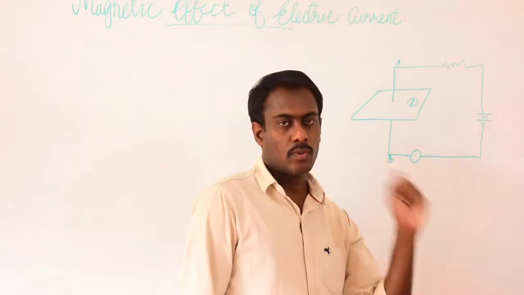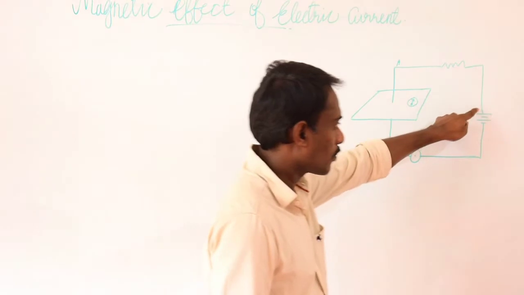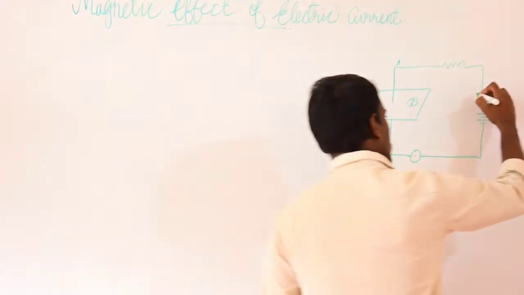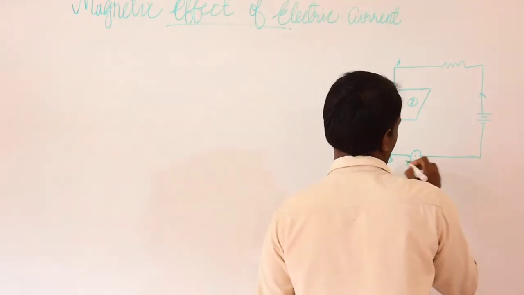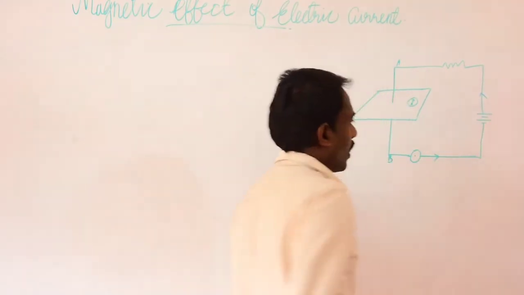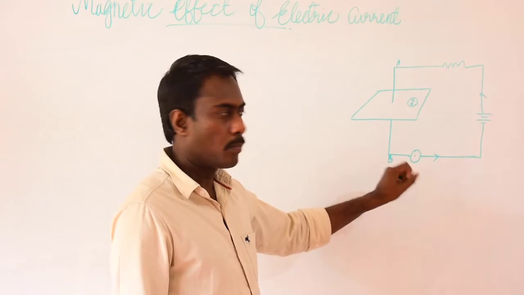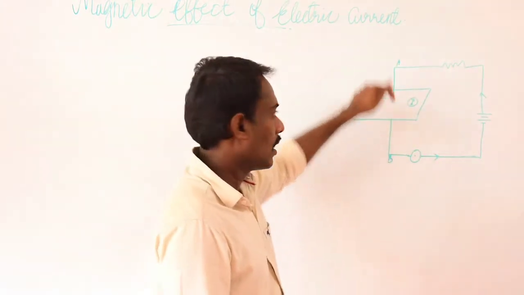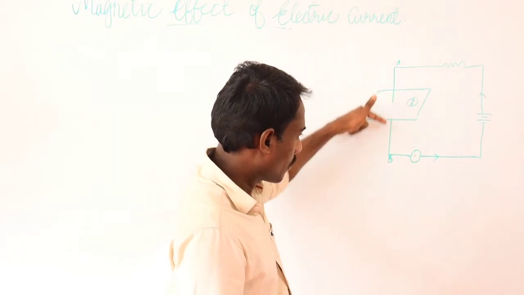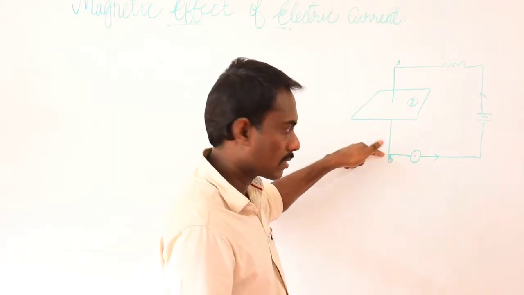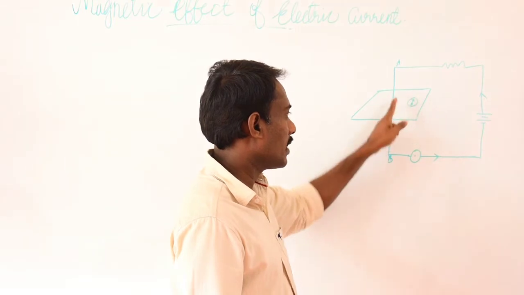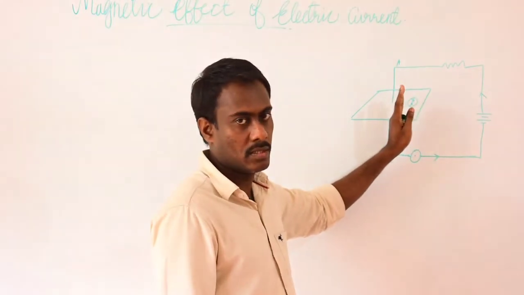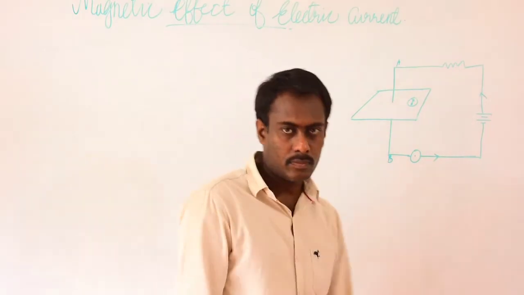Usually the electric current flows from the positive terminal to the negative terminal. So this is the direction of the electric current. When the circuit is closed, the electric current flows through the circuit, and when it passes through the conductor, we observe a deflection of the compass placed on the paper.